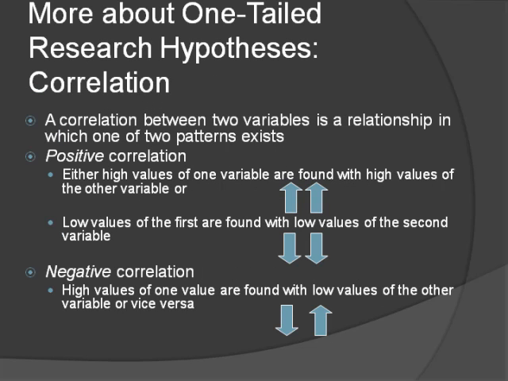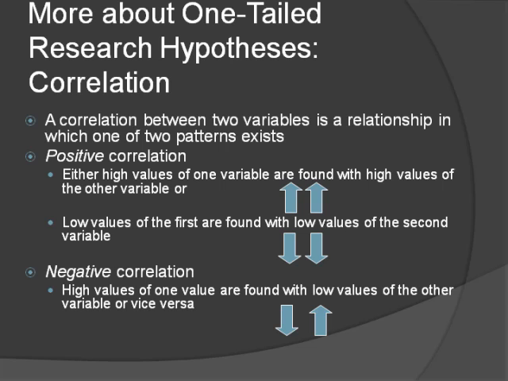All right. Most researchers are going to be working with one-tailed research hypotheses. They are going to be specifying the relationship and the direction of relationships between two variables. Now, there are further types of one-tailed research hypotheses. The first type is what's known as a positive correlation. This is when higher values of one variable are found with higher values of another variable. Or correspondingly, we may have lower values of a variable being found with lower values of a second variable.